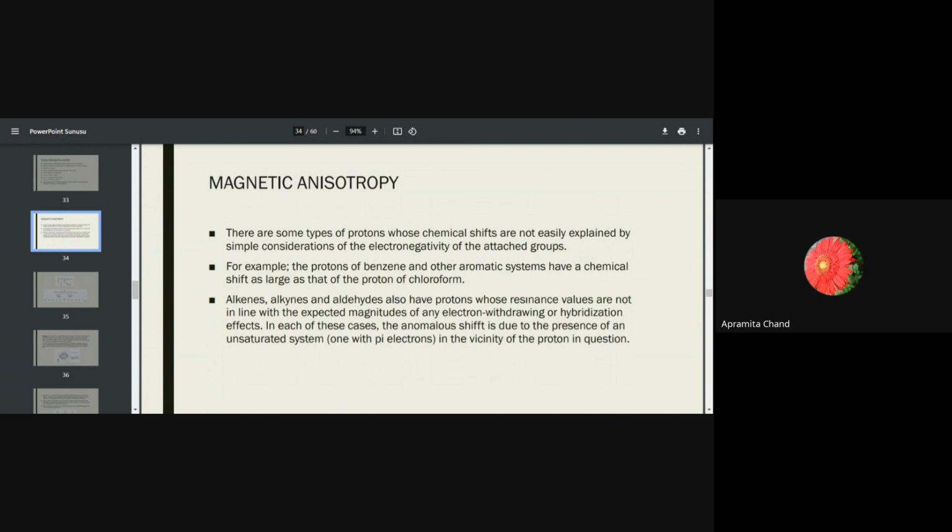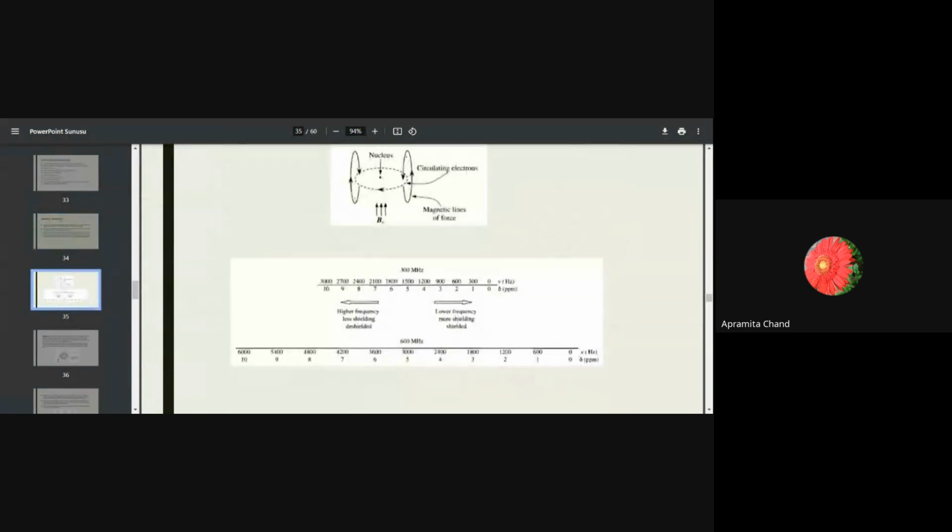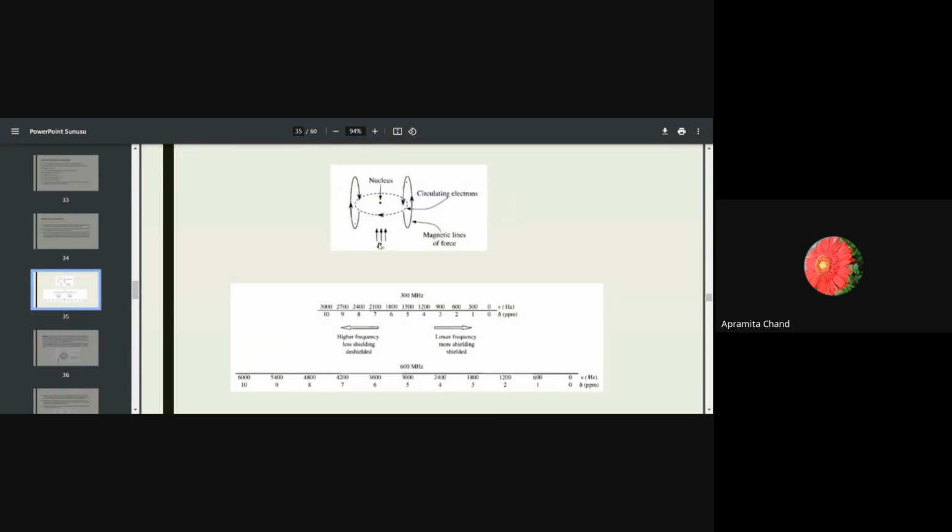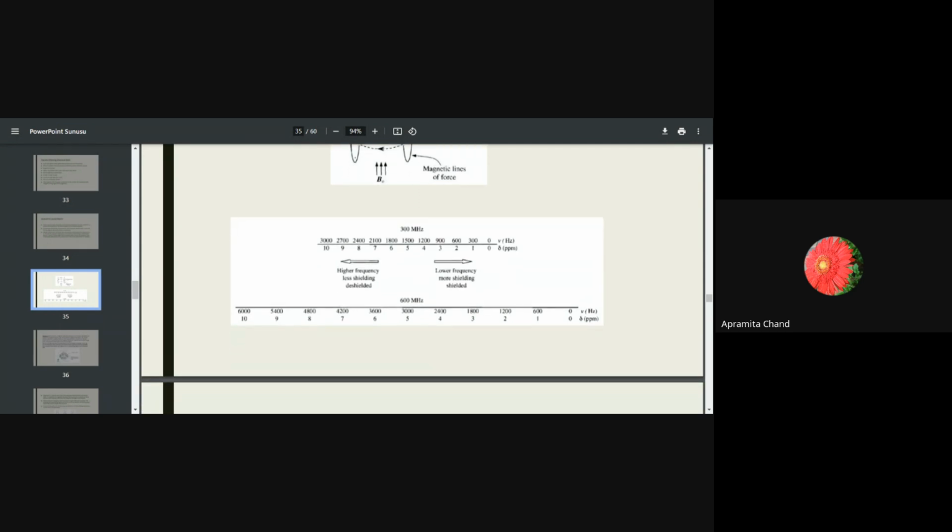We have seen that benzene protons are highly de-shielded. Why does that occur? Anisotropy effects are majorly seen in aromatic compounds as well as in acetylenic compounds. Let us see what happens here. We have seen that if you have a nucleus placed in the magnetic field, the circulating electrons have their own magnetic fields which can cause shielding or de-shielding, right?